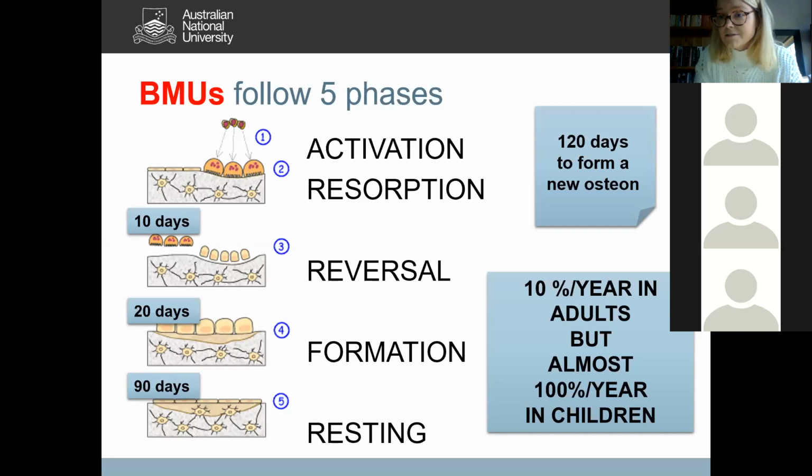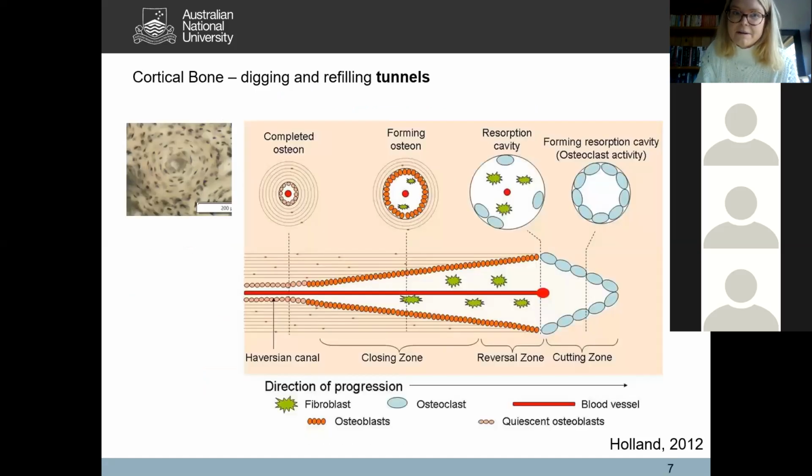In actively growing children, their remodeling is approximately 100% a year. What this means is if you have, let's say, an 11-year-old, the bone tissue that you see in the skeleton in January is almost entirely replaced by new bone tissue in December. So it's just very, very, very rapid.